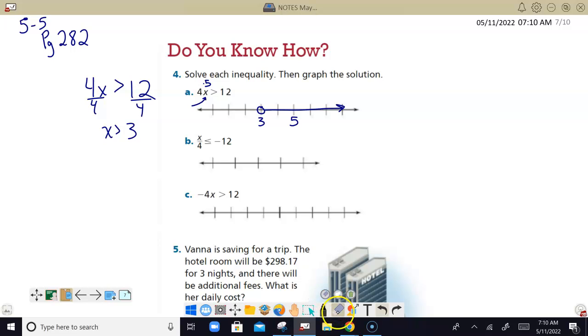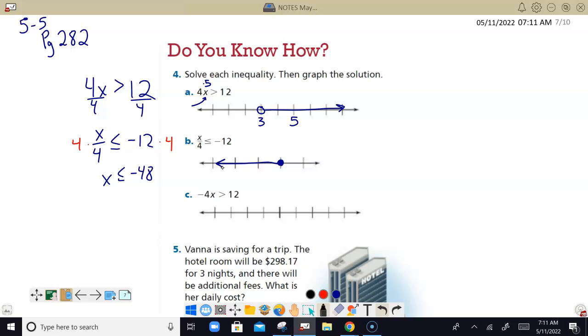Let's go ahead and do our letter B right here. We have x divided by 4 is less than or equal to negative 12. In this case, when we solve this, we would multiply by 4 on both sides, and we end up with x, same symbol, less than or equal to negative 48. Here we have a solid circle because it's equal to, and we are looking for numbers that are less than negative 48 or equal to negative 48.